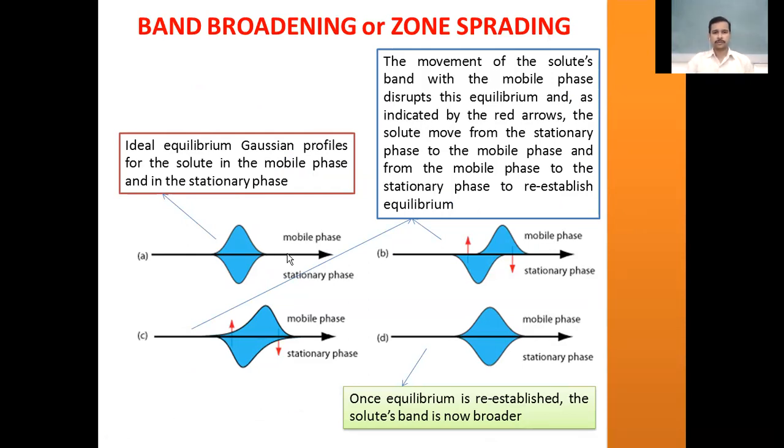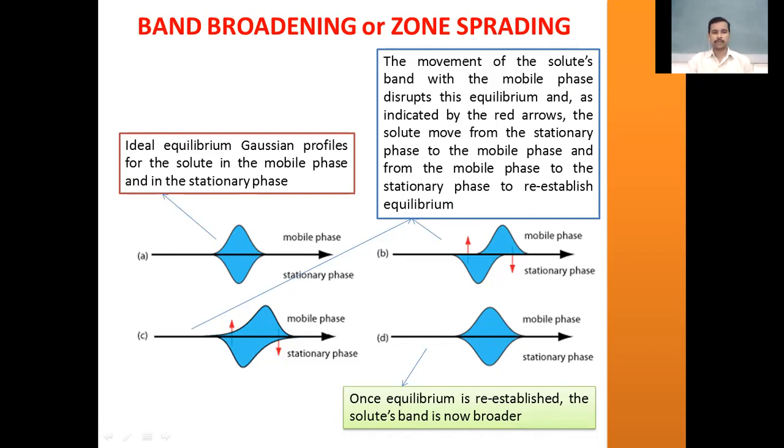You can see here there are four different pictures: picture A, picture B, picture C, and picture D. This is an ideal band obtained for an individual solute. Once the solute has reached its equilibrium level, the Gaussian profile for the solute is obtained. We can see this Gaussian profile for the solute in the mobile phase and in the stationary phase during the separation of the solute.